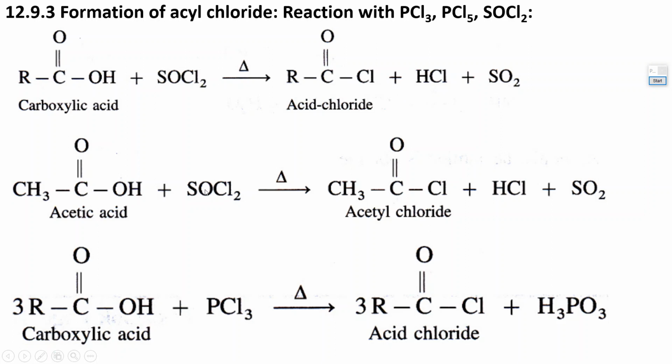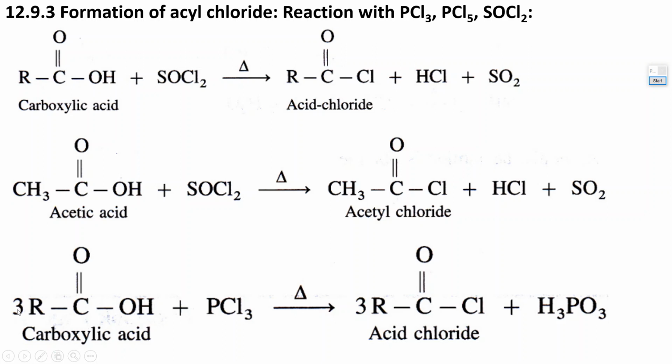Acetic acid reacts with thionyl chloride and is converted into acetyl chloride, CH3COCl, with minor products SO2 and HCl. Then, when a carboxylic acid reacts with PCl3, remember that PCl3 takes 3 molecules of this reactant, which may be an alcohol or a carboxylic acid. Firstly, write down the minor product H3PO3, phosphorous acid, and this chlorine atom takes the position of the OH group.